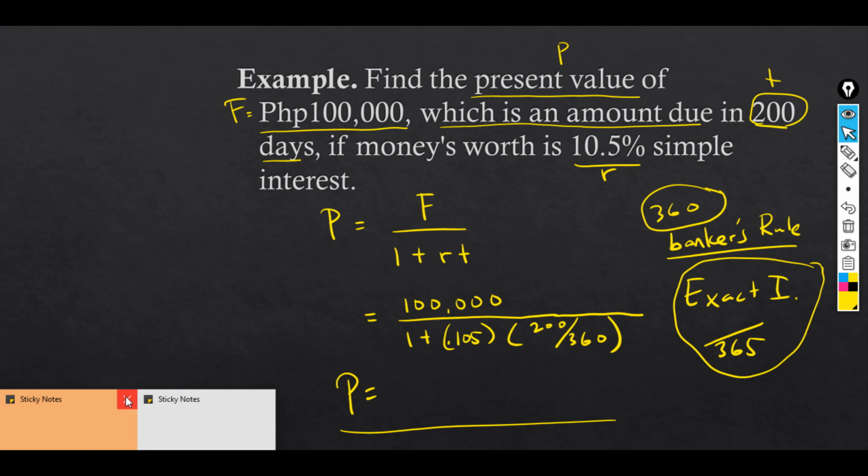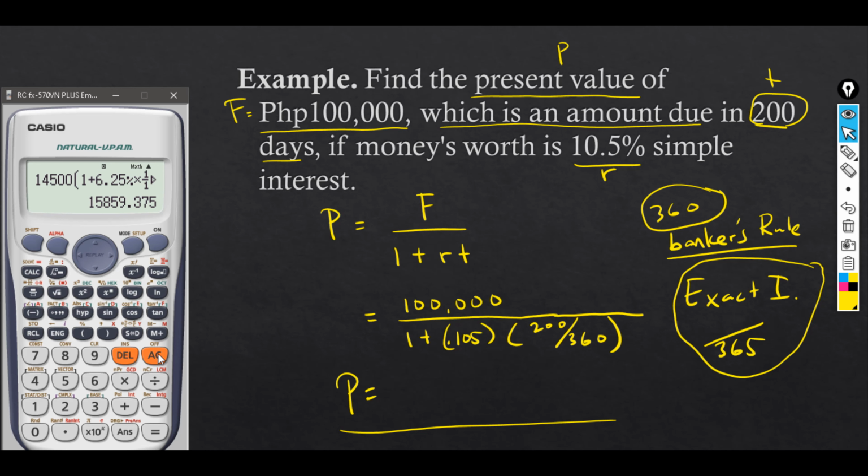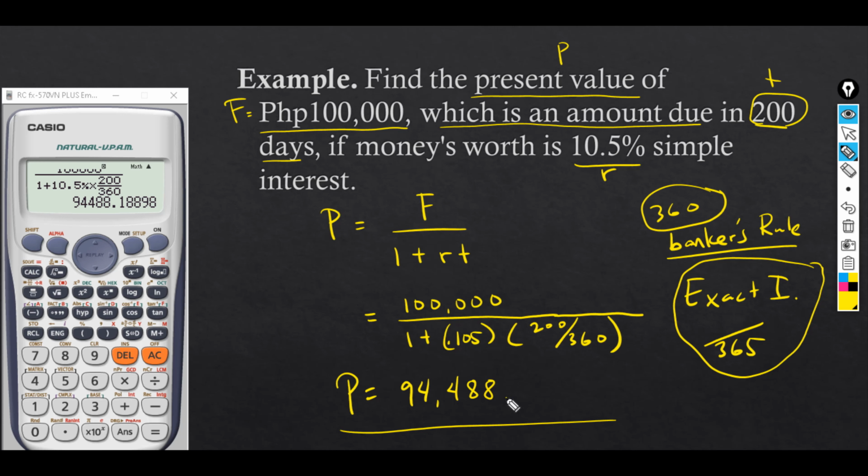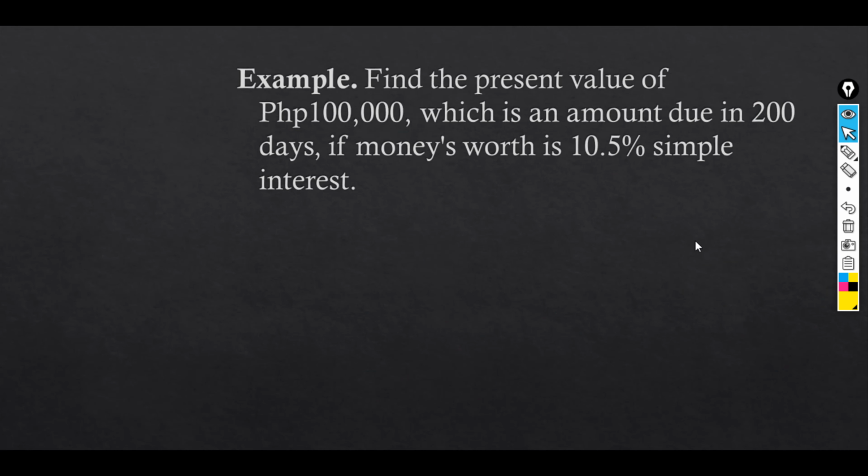So, it becomes 100,000 over 1 plus 10.5% times 200 over 360. Equals, so the present amount is 94,488.19 pesos. This is the present value, or face value. So, let's delete this. Next slide.